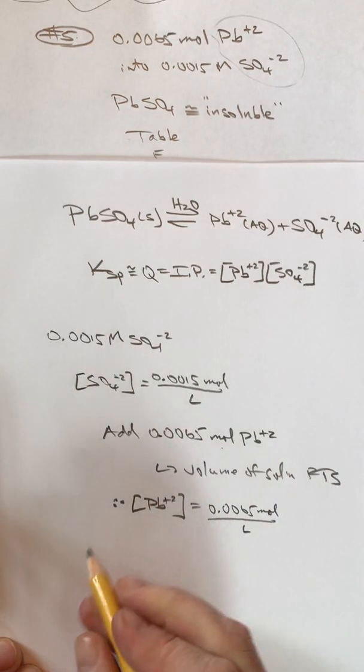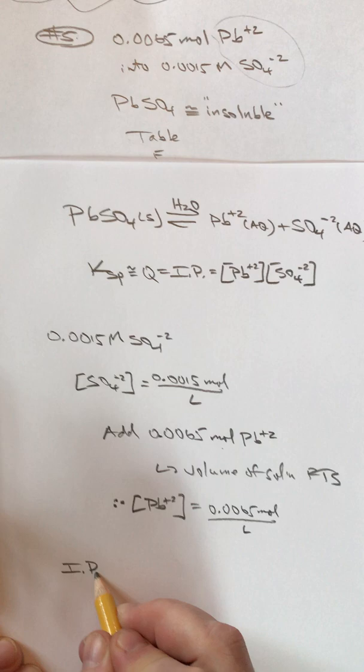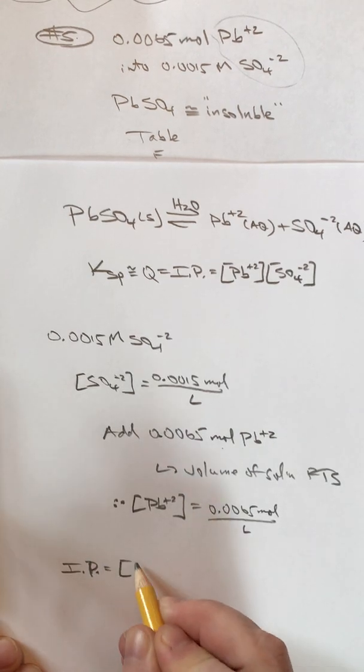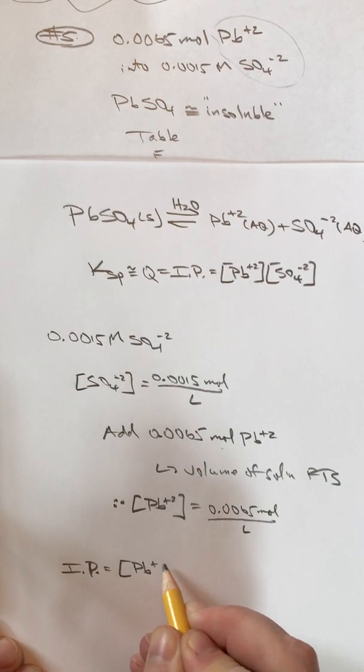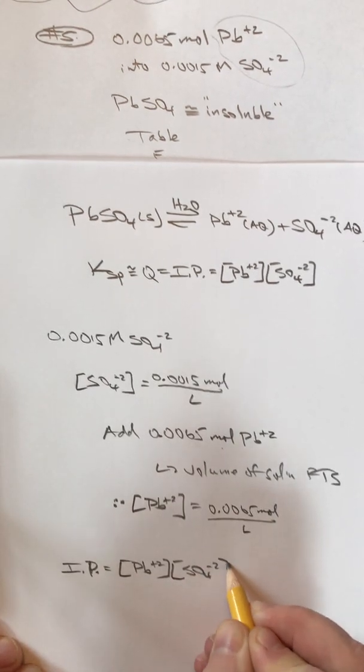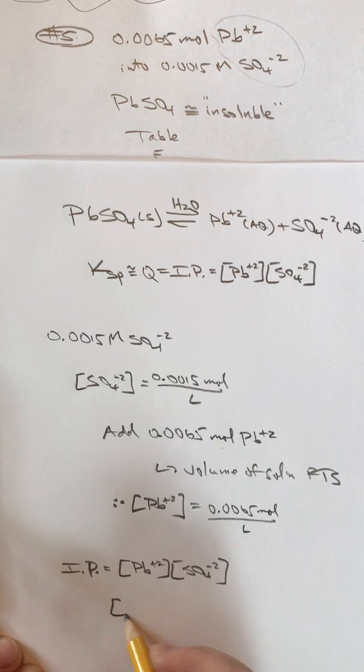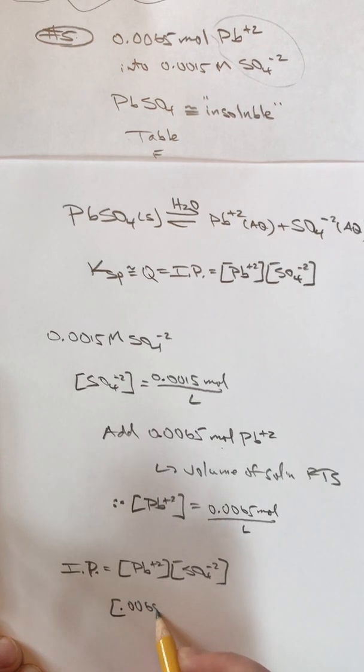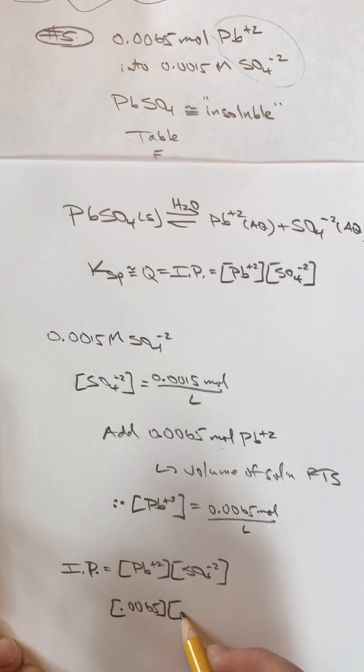So you say, all right, well, the ion product in this case, if I add these things together, is going to be this one times that one, which is simply 0.0065 times 0.0015.